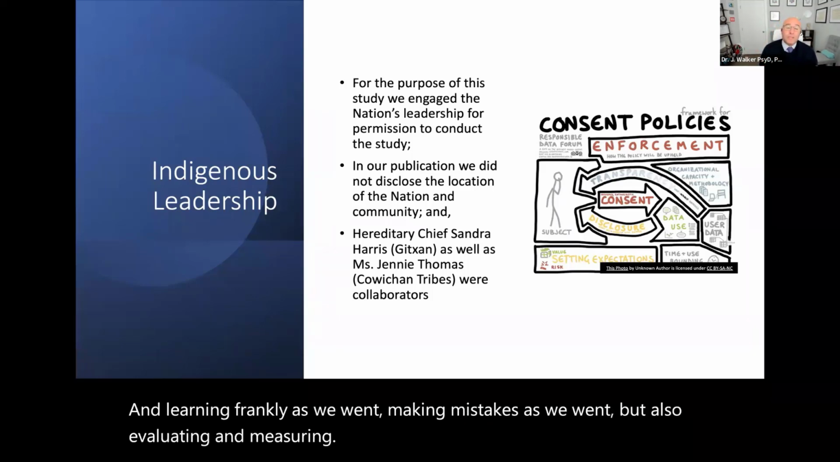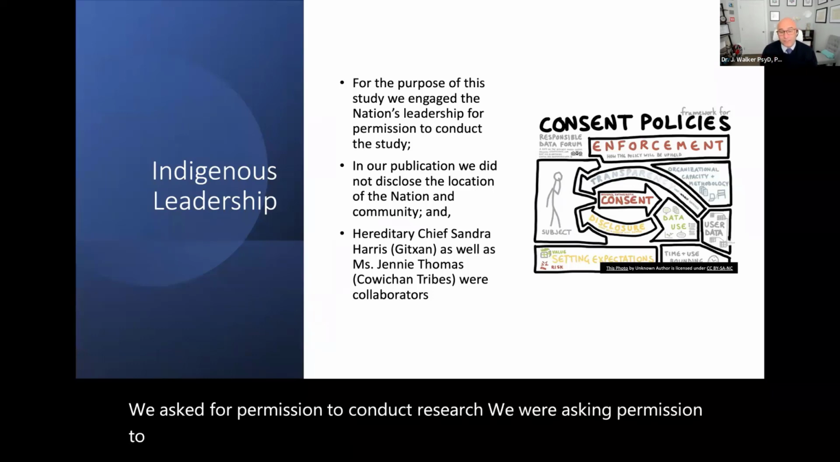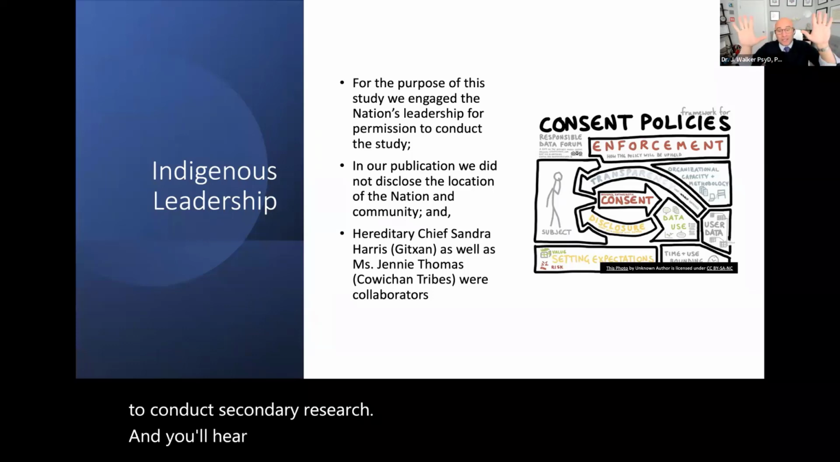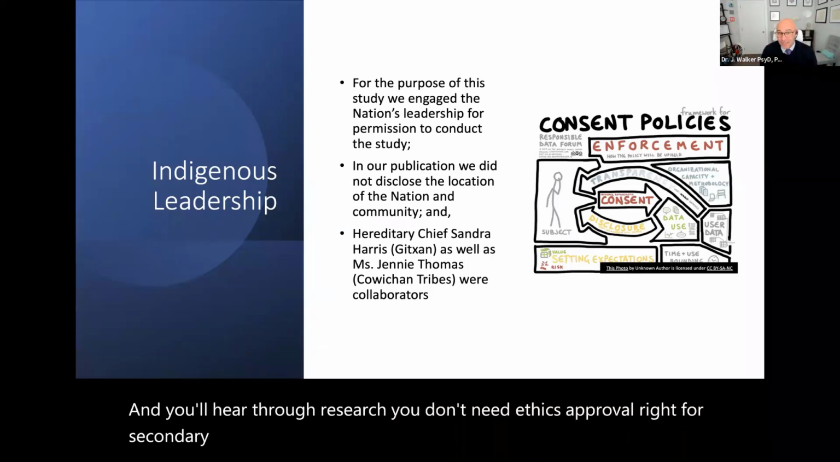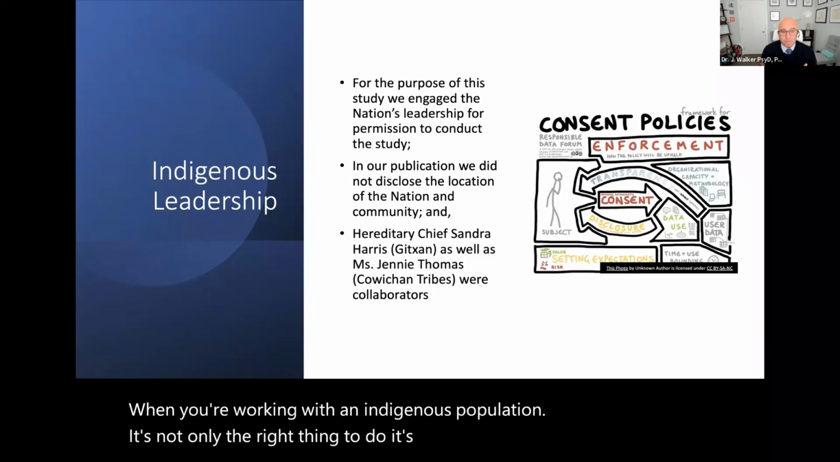So we asked for permission. We asked for permission to conduct research. We were asking permission to conduct secondary research. And you'll hear through research ethics, oh, you don't need ethics approval for secondary research. Well, you certainly do when you're working with an Indigenous population. It's not only the right thing to do, it's the only thing to do.